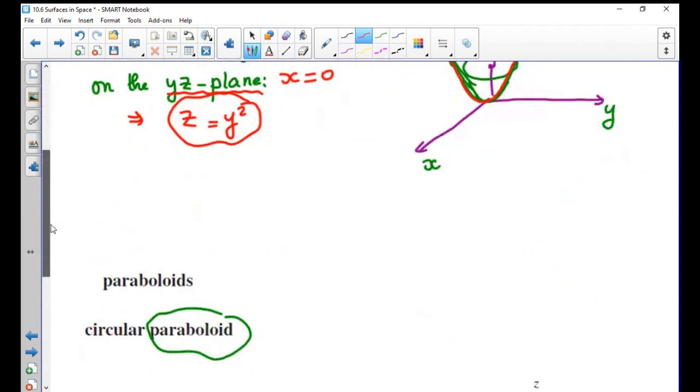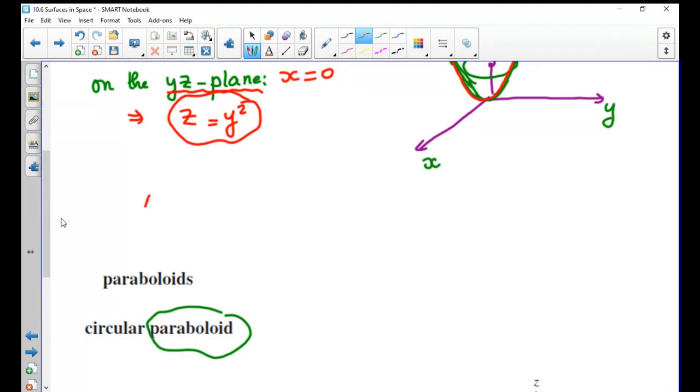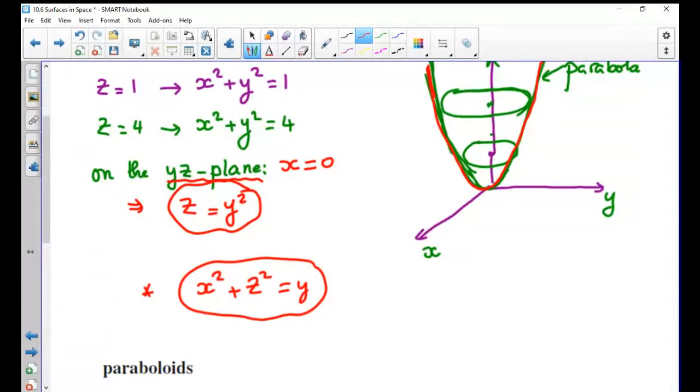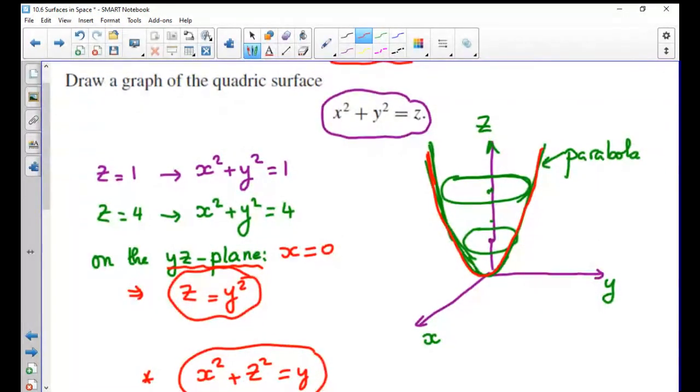Of course, in a similar way, you could have x squared plus z squared equal to y. Then it will be exactly the same shape, but what is the axis then? What is the middle of the y-axis? It's like this shape, but along the y-axis. Right.